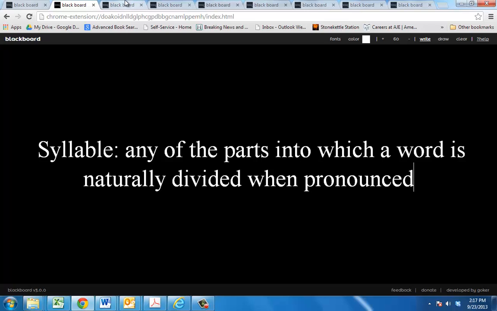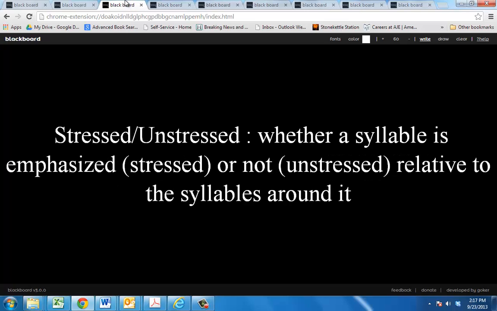So then, if we know what a syllable is, what does it mean to talk about a stressed syllable or an unstressed syllable? The idea here is that when we speak, we naturally place a heavier emphasis on certain syllables than on others. You all do this unconsciously. If we didn't, what you see on the screen here would read something like this. Stressed, unstressed, whether a syllable is emphasized, stressed, or not, unstressed, relative to the syllables around it. Not our normal speech in any way, shape, or form.